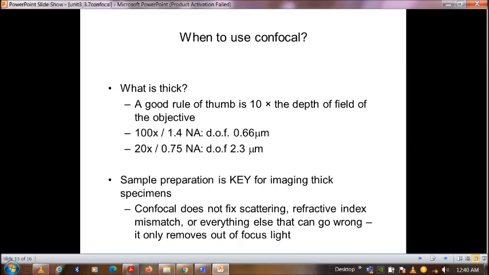So we may use confocal for limited applications only, for a thickness of 10 times the depth of field of the objective. This is a good rule of thumb. And we have to use 100x 1.4 numerical aperture or 20x 0.75 numerical aperture objectives. Sample preparation is also important. Confocal does not fix scattering, refractive index mismatch, or everything else that can go wrong. It only removes out of focus light. So these are the limitations of confocal imaging.